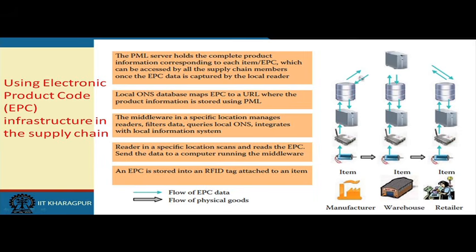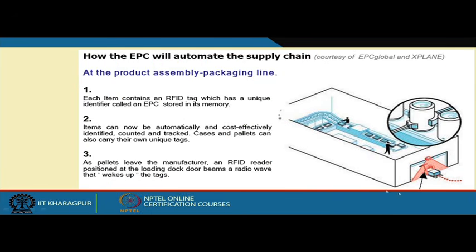So, with this infrastructure in place, the item details are stored in the PML server, which is accessed by the warehouse, accessed by the retail store, and so on. Now, what all things can happen because of this data sharing? Let us look at it.